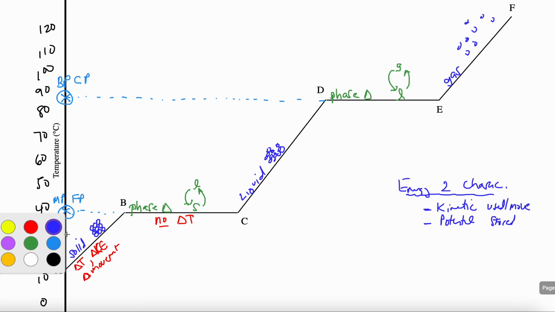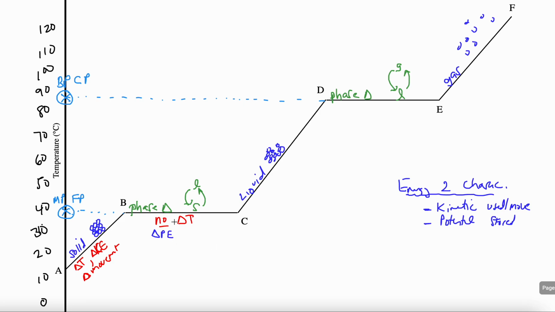I guess I'll go with blue here. When there's no change in the temperature, it's remaining constant, so the amount of movement that the particles display remains the same. They just keep moving at that same speed or with that same ability. But there's still energy transfer going on here. So this means that there's a change in the potential energy.